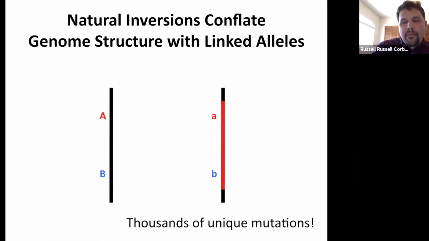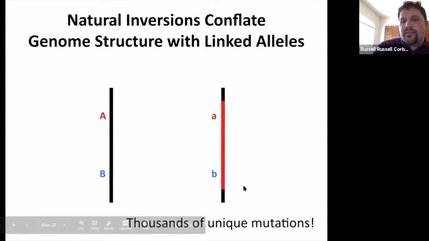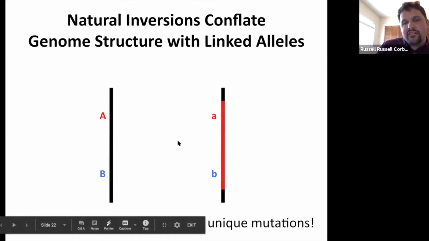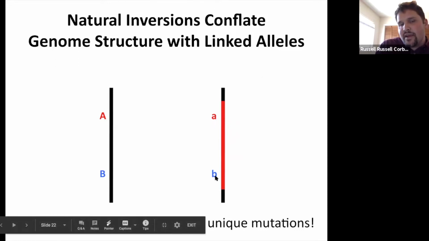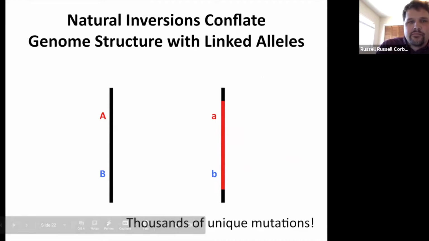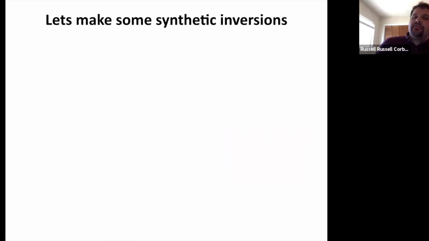But there's a problem there as well, and that is that natural inversions conflate genome structure with those linked alleles. When an inversion arises in a natural population, there will be thousands of unique or nearly unique mutations associated with it. And if it suppresses recombination, those alleles will stay associated with the inversion over time. And so it can be very hard to tell if the genes driving differential expression are associated with the inversion because of the history of the arrangement or because of natural selection. And so that was our major jumping off point. Our big idea then was to make some synthetic inversions. So what we want is a type of control, basically.